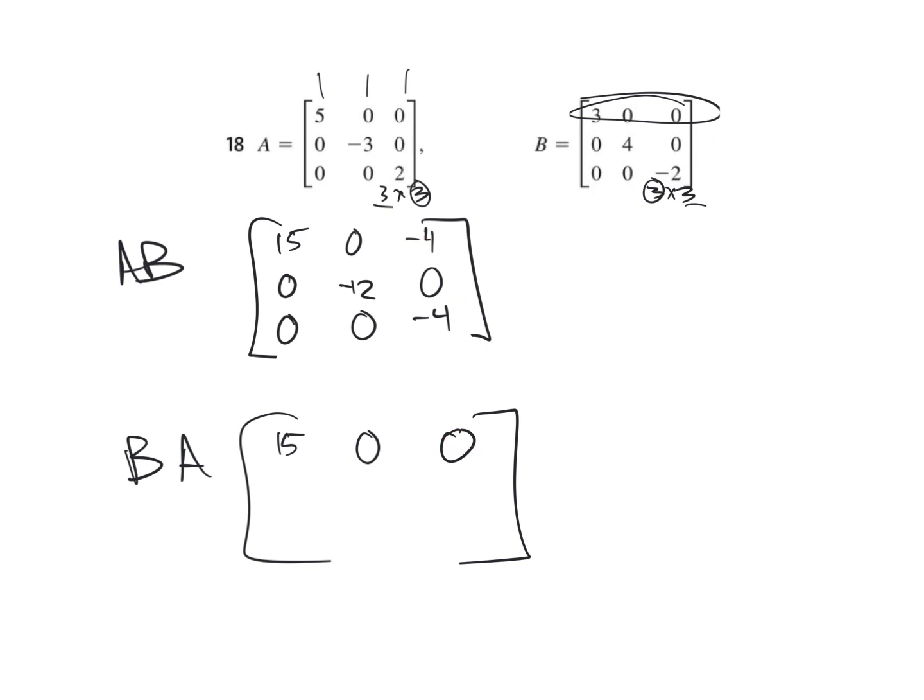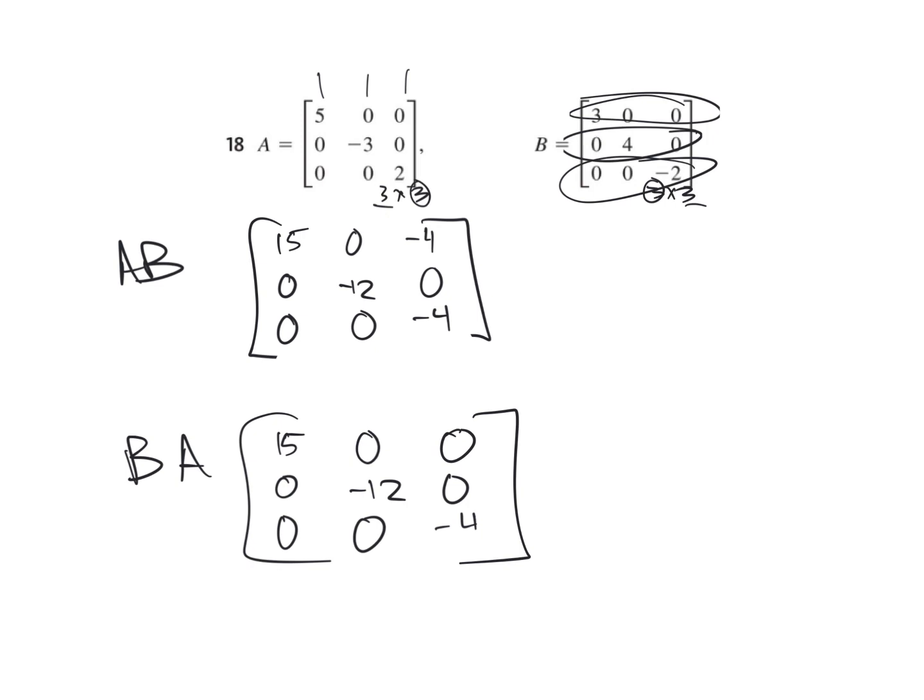All right, now we go to the second row times each of the columns. 0 plus 0 plus 0 is 0. And then second column, 0 plus a negative 12 plus 0 is negative 12. Then 0 plus 0 plus 0. And now let's do the third row, 0 plus 0 plus 0. 0 plus 0 plus 0. And 0 plus 0 plus negative 4. Very close.